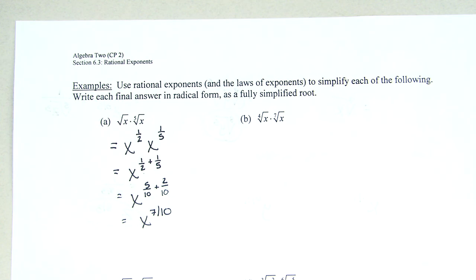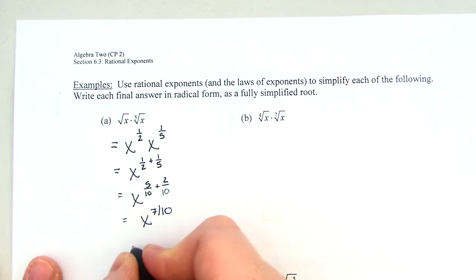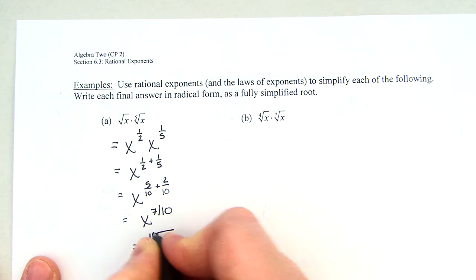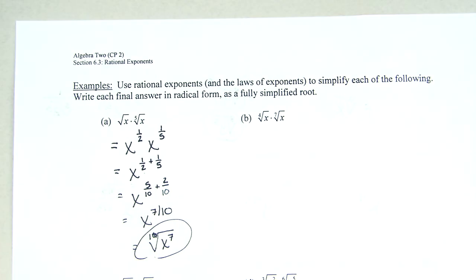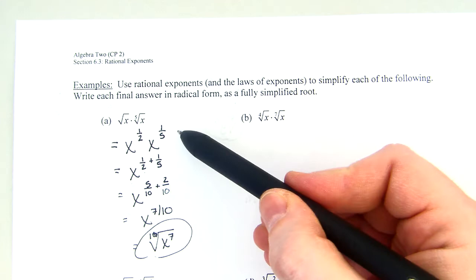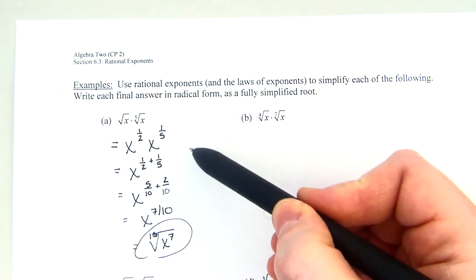However, I gave you this problem with roots. I'd like you to give me an answer with roots. What's our root? 7 or 10? 10. 10th root of x to the 7th is your final answer. What is the square root of x times the fifth root of x? It's the 10th root of x to the 7th. Not obvious at all, but I think makes some sense once we turn these things into those fraction powers.